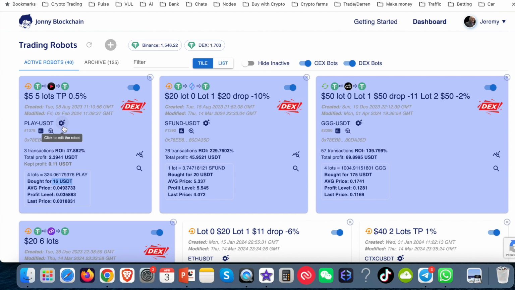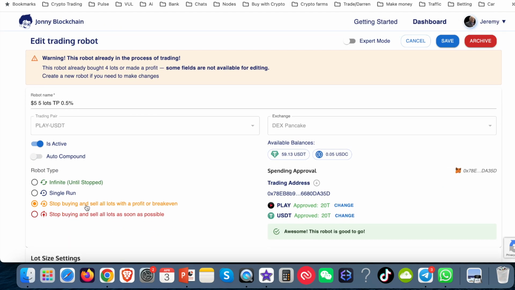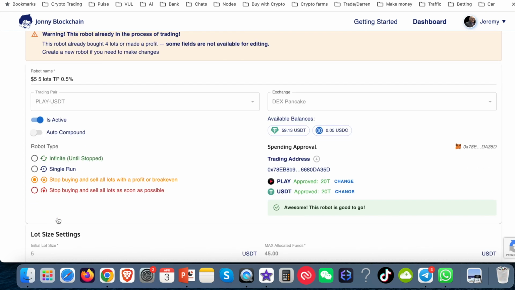And if I go into the settings, I've put it onto this stop buying and sell all lots at a profit or break even. I would never ever put it on this setting here: stop buying and sell all lots as soon as possible. Because if I did that, I will lose $15 in this case. So if anybody's thinking of getting out of a bot, I would suggest that you put it on this. Don't do this one because you're just going to lose money, okay?